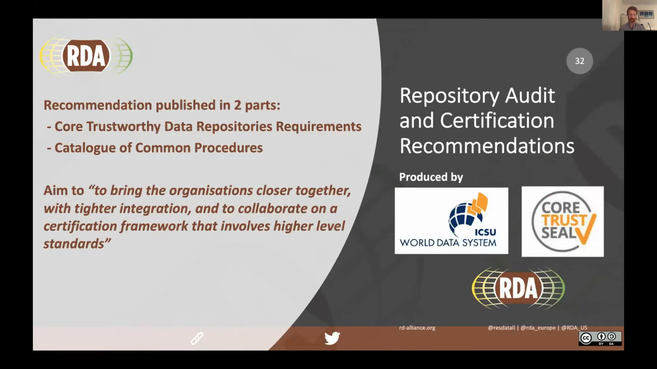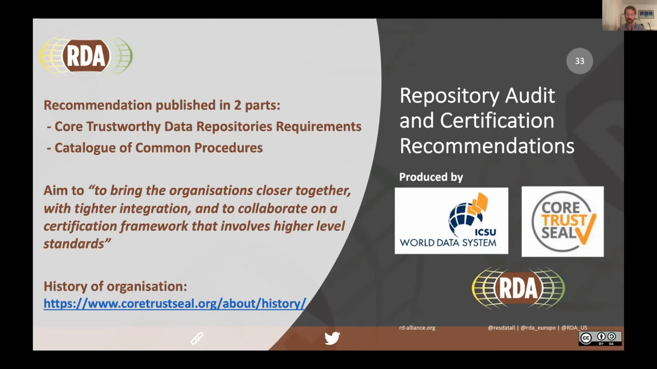The first part is the core trustworthy data repository requirements, and the second part is the catalogue of common procedures. As it explains on the recommendation page, the aim of the work was to bring the organizations closer together, with tighter integration, and to collaborate on a certification framework that involves higher level standards. The requirements outlined in the first part of this recommendation have been updated since the first release, and there are more details on the Core Trust Seal website.